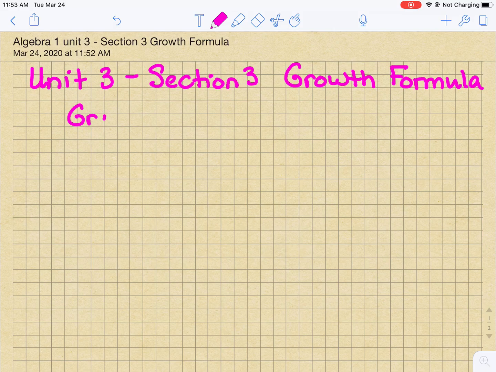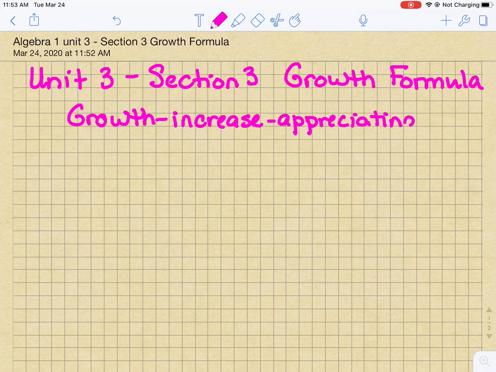We're talking about growth, increase, let's see, appreciating means it's going up. Anything that means it's going up in value or number, okay? If we're going to do that, we're going to use this formula. Y equals A(1 + r) raised to the t.